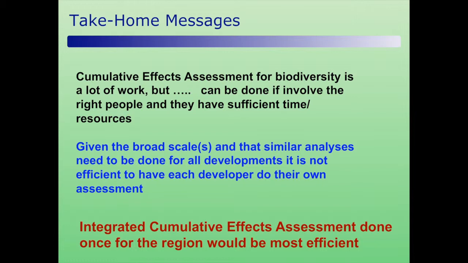Some take-home messages, and I think I've already said most of them. We can do cumulative effects assessment right now. We can do it. We've got the data for many, many species, and we can amalgamate those up to groups. We've got some maps already. We can make the maps better, but we can do this stuff. The critical part is, do we as a society want to find the resources to do this effectively?